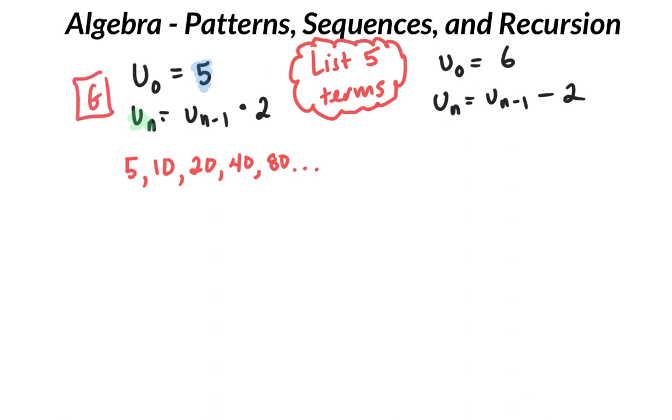Next up, our first term is 6. So that's where we're going to start. So we'll just list that. And you'll see it tells us that to get the next term, we just take the one in front of it, in this case 6, and subtract 2. So we're going to subtract 2 and then just keep going.